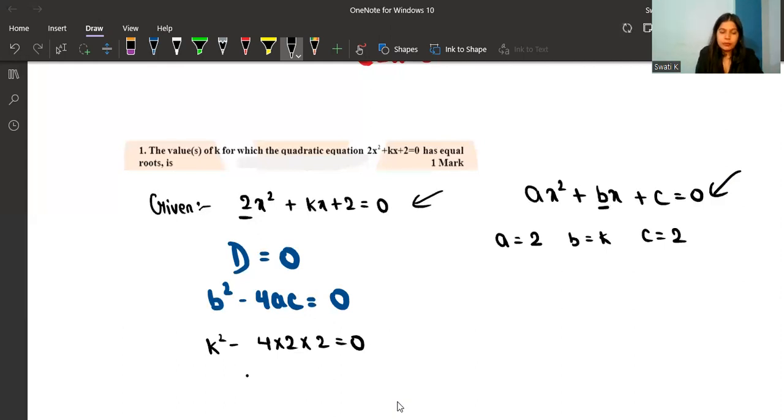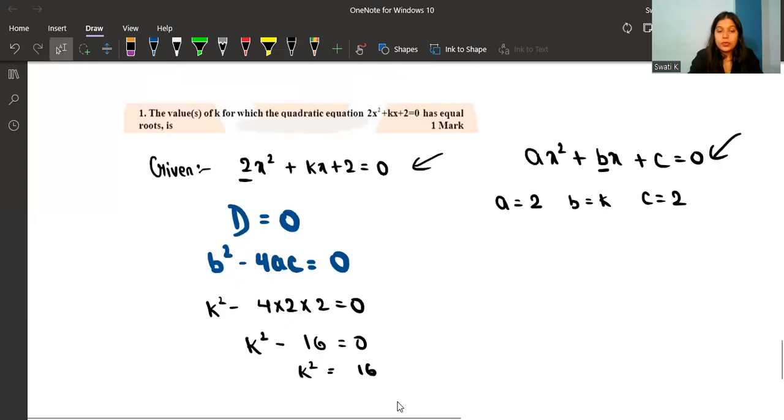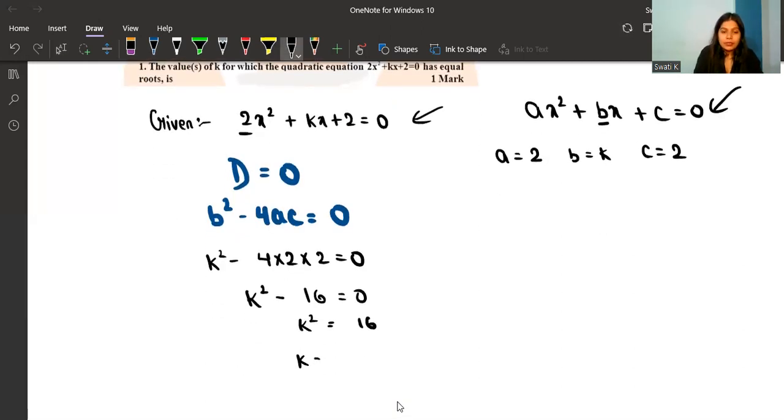So k square minus 4 times 2 is 8, 8 times 2 is 16, is equal to 0. So I'm getting k square is equal to 0 plus 16. What is the value of k? k will be plus minus, remember, plus minus square root of 16. What is the square root of 16? It's 4. Therefore, the value of k for which the roots are going to be equal is plus minus 4. This is the answer. All right, let's go to the next question.